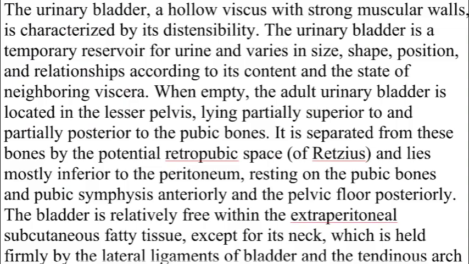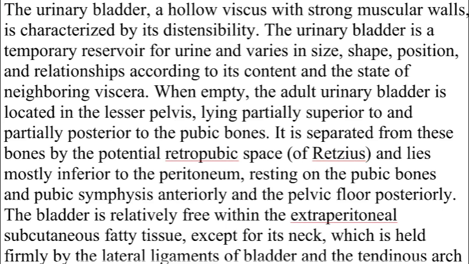The urinary bladder is a temporary reservoir for urine, and it varies in size, shape, position, and relationships according to its content, that's how much urine you have in there, and the state of neighboring viscera. When empty, the adult urinary bladder is located in the lesser pelvis, lying partially superior to and partially posterior to the pubic bones. The urinary bladder is separated from these bones by what we call the potential retropubic space of Retzius.